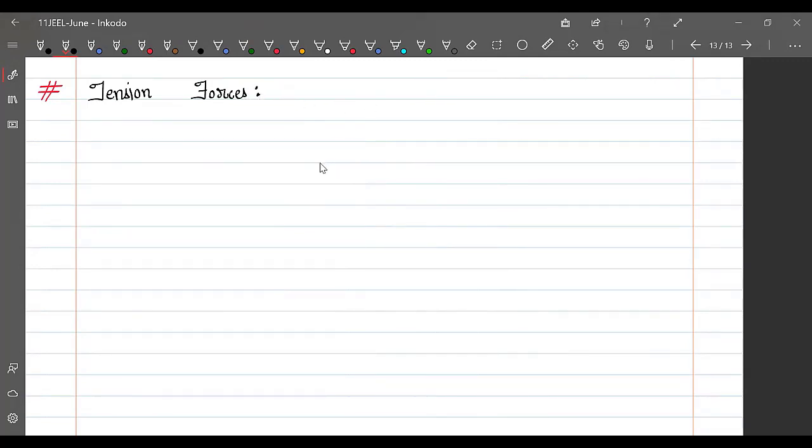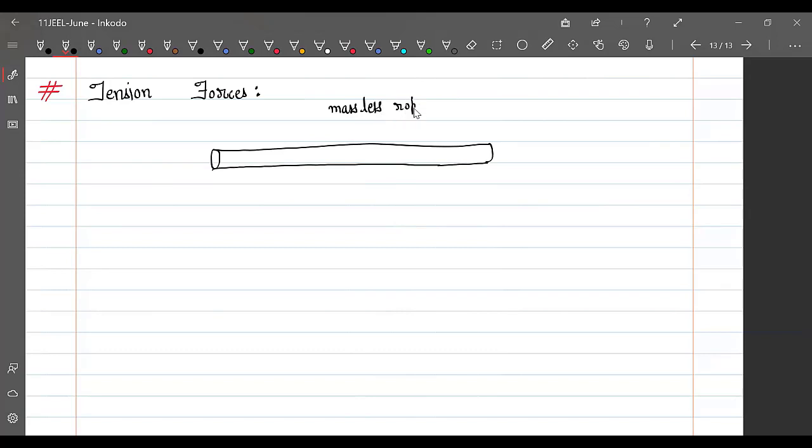So, let's talk about tension forces. We'll first take a rope, a simple massless rope that we usually take. Massless means the mass is negligible compared to the other components of the system.